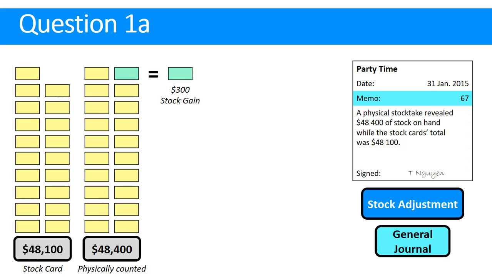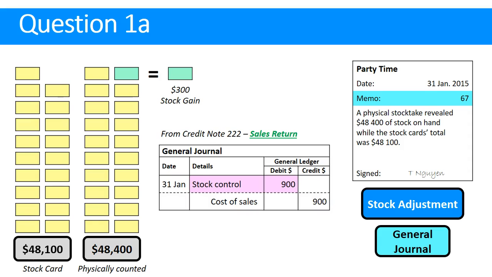And that seems to be the logical answer, and yet if we look at the actual examiner's report, that's not the answer. So what we want to do is look at why, and that's because just previously, the first entry we did a sales return, and we actually did a debit to stock control of $900. Now, this hadn't been recorded when this stock take was done.